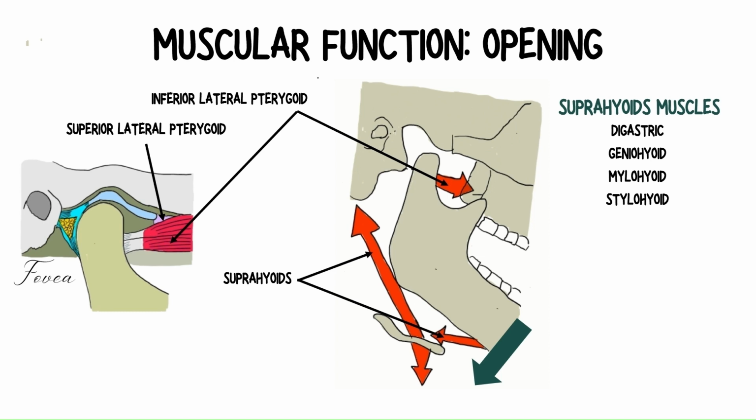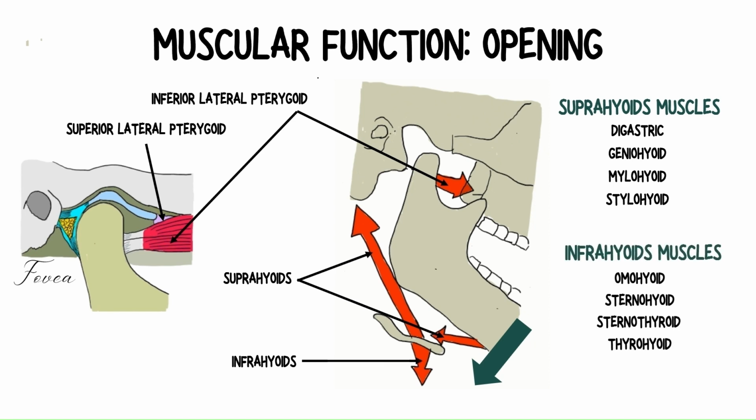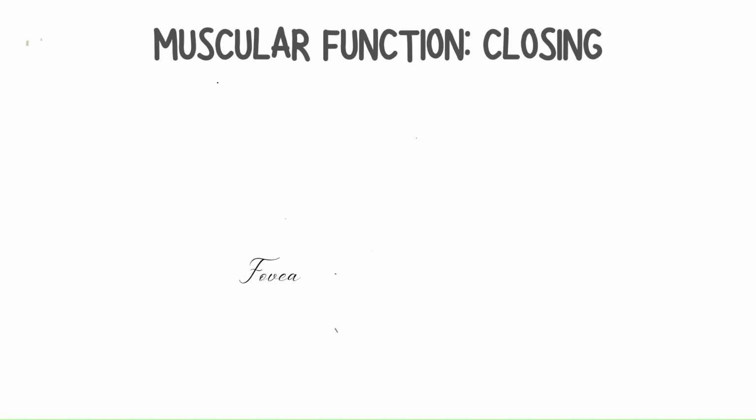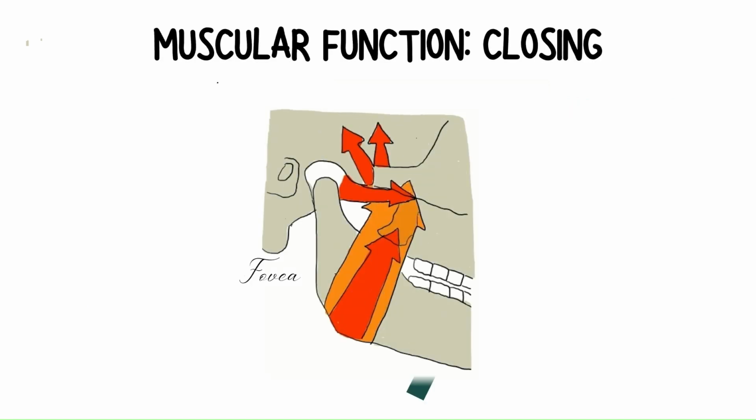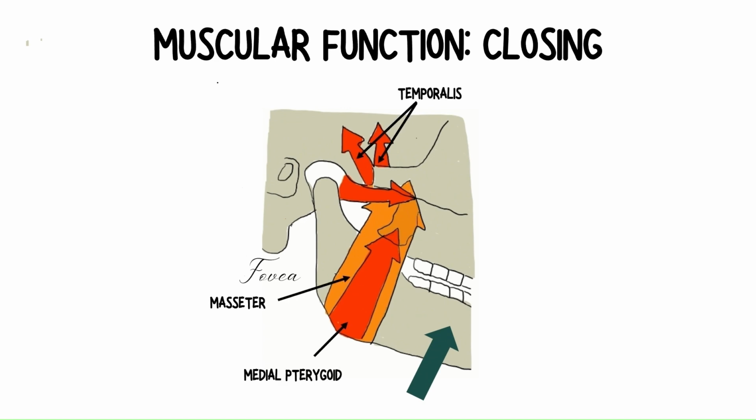The infrahyoid muscles stabilize the hyoid bone so that the suprahyoid muscles have a firm base to help with mandible depression. Closure against resistance is performed by contraction of the masseter, medial pterygoid, and temporalis muscles. The posterior fibers of the temporalis muscle also retract the mandible, helping to rearrange the condyle within the mandibular fossa. The superior head of the lateral pterygoid is eccentrically active by balancing the retrusion forces.